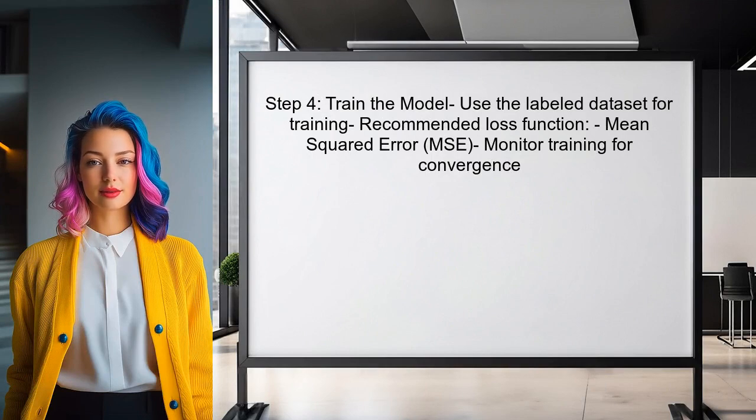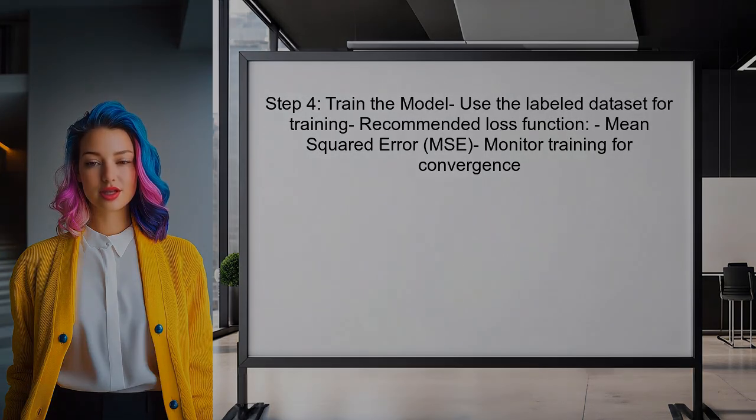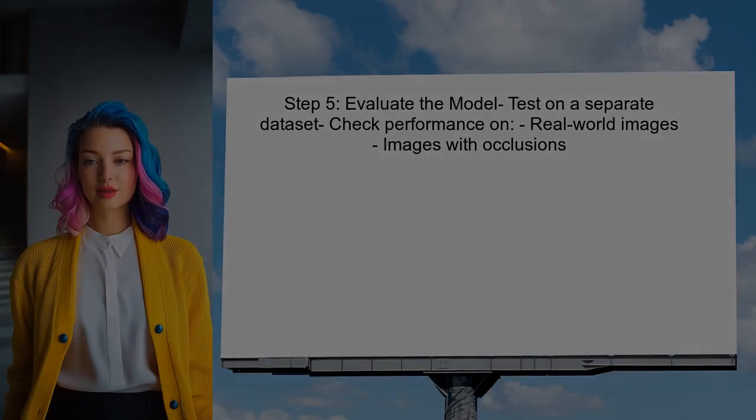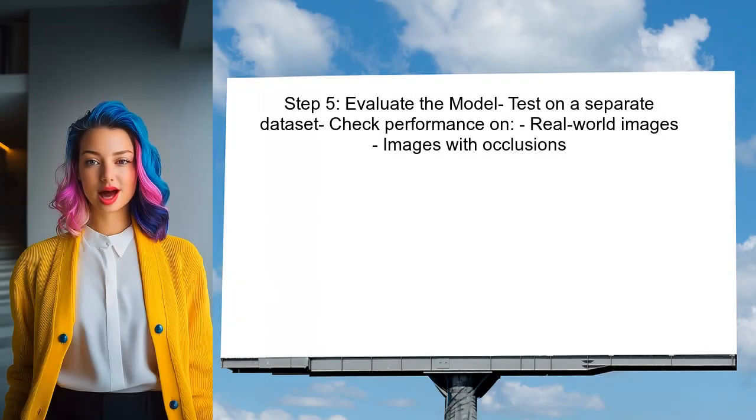It's important to use a loss function that minimizes the distance between predicted and actual corner points, such as mean squared error. Finally, after training, the user can evaluate the model's performance on a separate test set. This will help determine how well the model can detect quadrangles in real-world images, including those with occlusions.